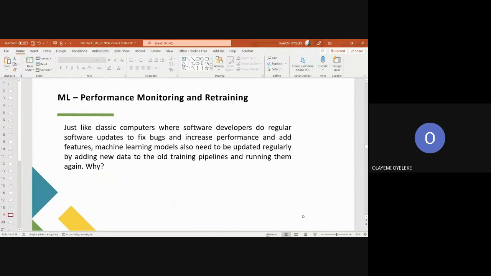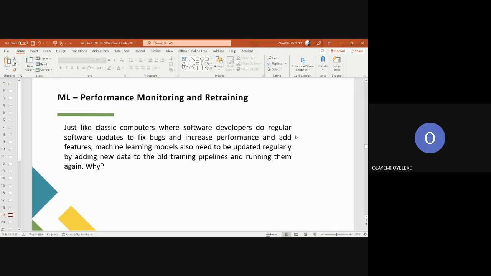ML performance monitoring and retraining. Just like classic computers, where software developers do their regular software updates to fix bugs, increase performance and add features, machine learning models also need to be updated regularly by adding new data to the old training pipelines and running them again.